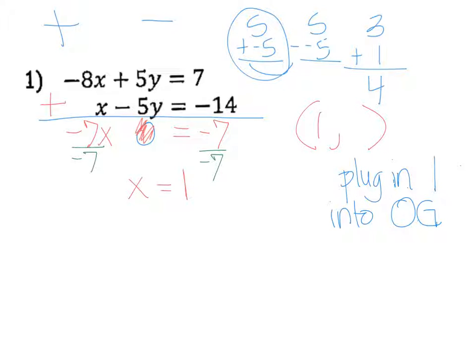Which equation do you like better? The top one or the bottom one? Which is easiest for you? You're going to plug in a 1. Bottom, sure. So that's this one. X minus 5y equals negative 14. But what am I going to do? Because I know that x is 1. Plug in 1. So you're going to put a 1 there. 1 minus 5y equals negative 14. Because you know that x is 1, you're going to substitute in 1.